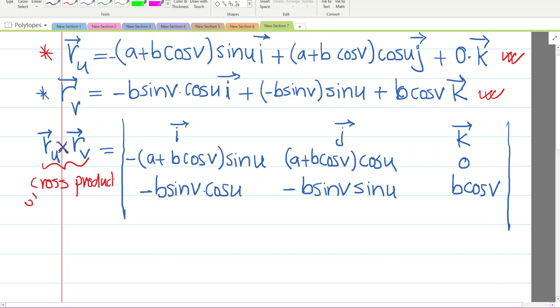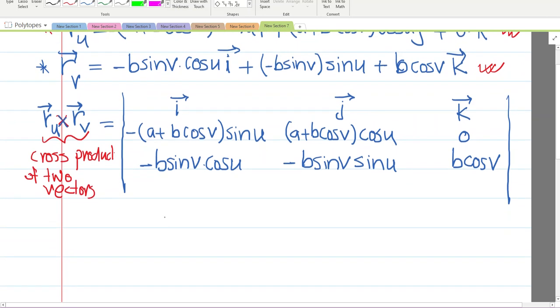This is the cross product of two vectors. There are different methods to compute the cross product, but this is how I did it here. We make a 3 by 3 matrix, like finding the determinant of a 3 by 3 matrix. The first row consists of vector i, vector j, vector k. The second row consists of the components of r_u, and the last row consists of functions from r_v.